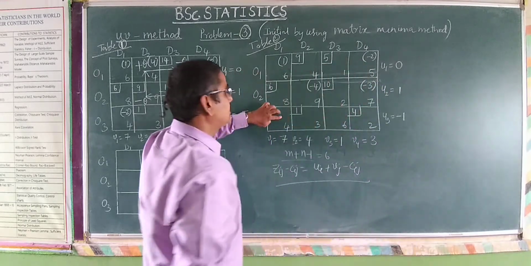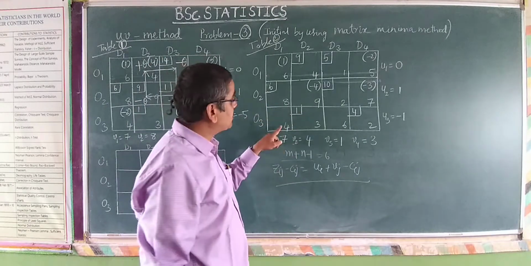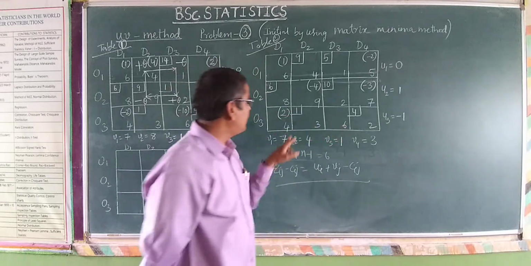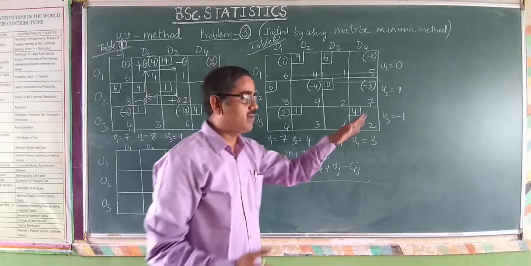And again come here, this is another non-basic cell. 7 minus 1, 6. 6 minus 4, it is 2. Plus 2. Again calculate 7 plus minus 1, that is 7 minus 1.